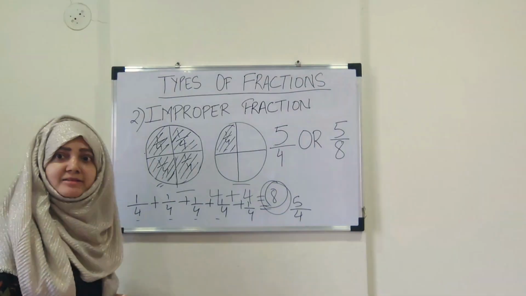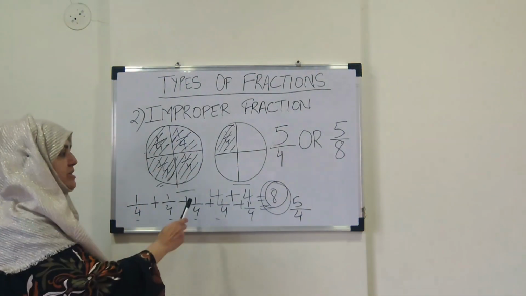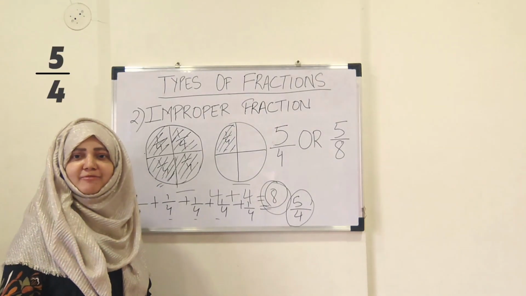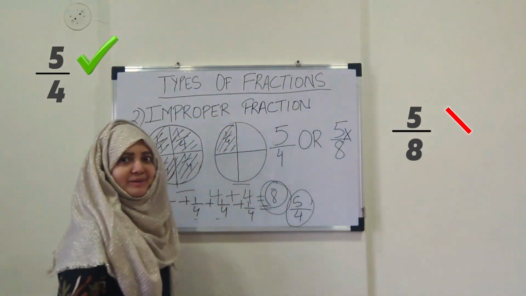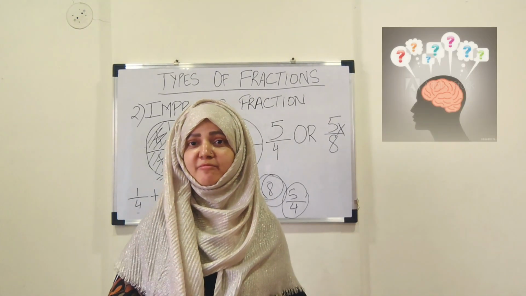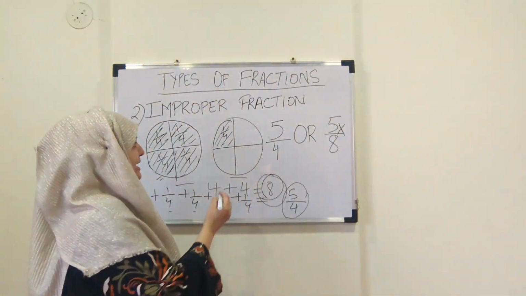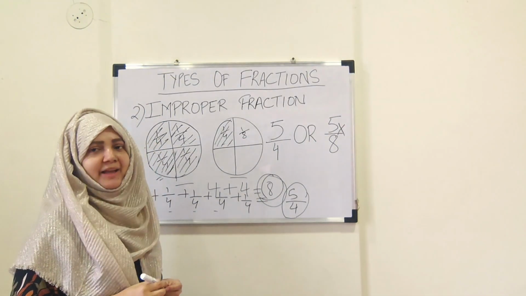Because the denominators are the same, we are not going to add them. We have just added the numerators. So that means I have eaten 5 by 4th of the pizza and not 5 by 8 of the pizza. If anybody still has a question, why 5 by 4, why not 5 by 8? 5 by 8 means that our slice size is 1 by 8, right? And that is not correct.